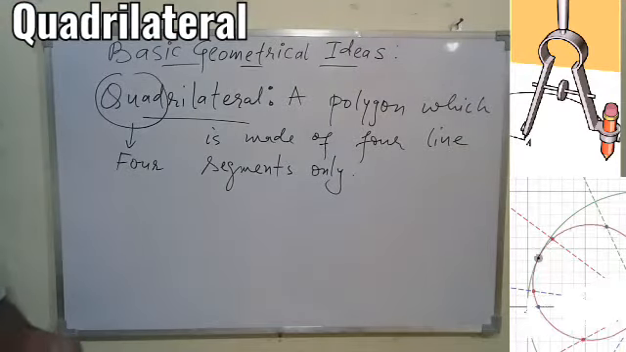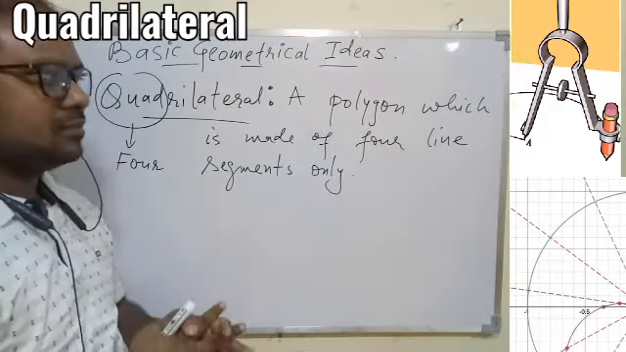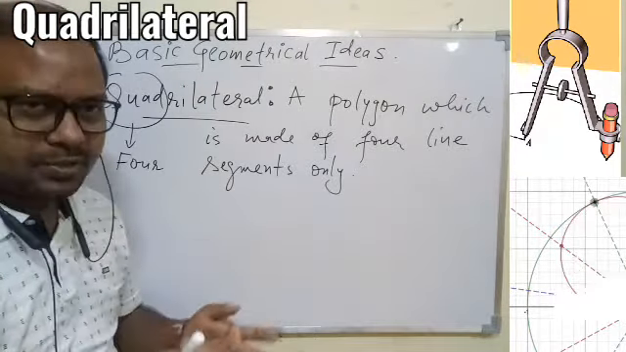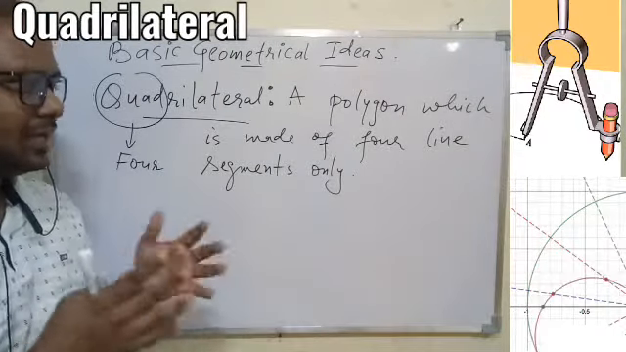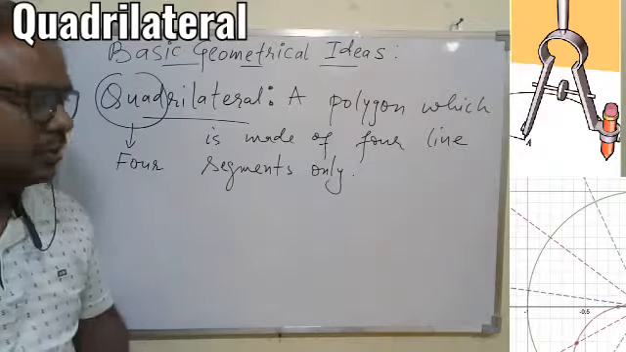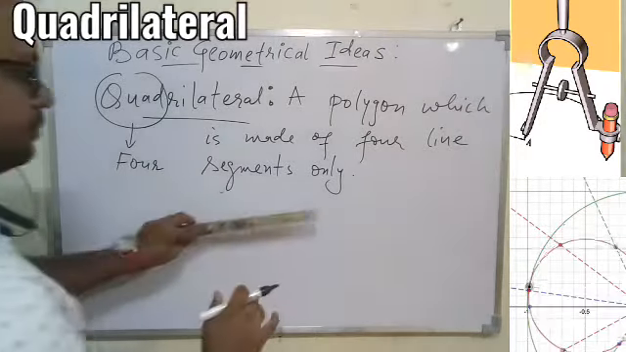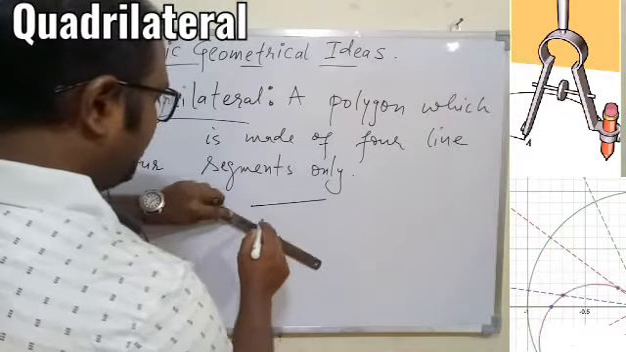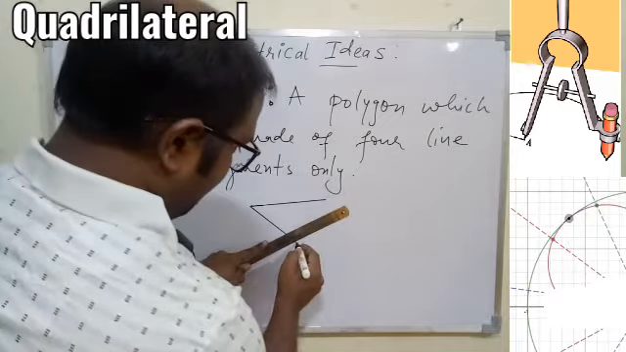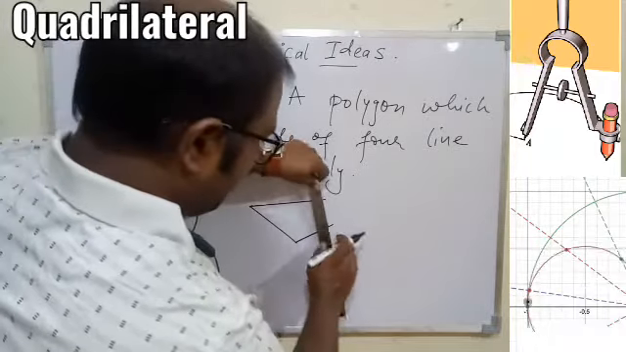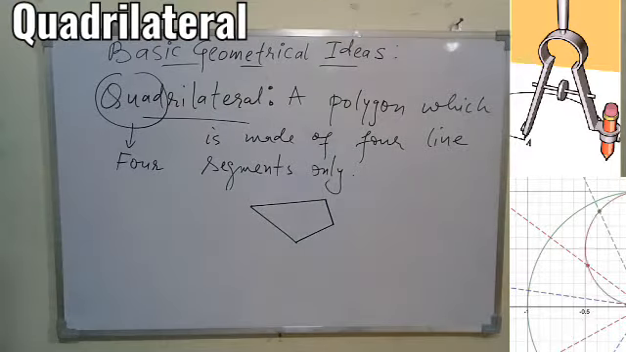We know a polygon is also a closed curve, but we had a proper definition of polygon: a closed curve made up of only line segments. And if that polygon is made up of only 4 line segments, then it is called a quadrilateral. So how to draw it? We can draw it very easily: you can draw any 4 line segments. You can take the help of a scale for any diagram. It is always better to draw the diagrams with the help of a scale.